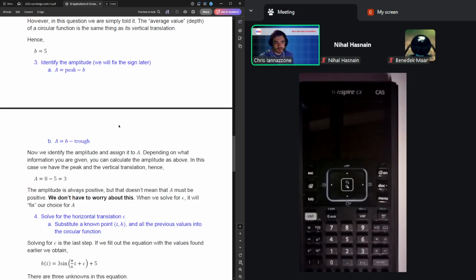Alternatively, if you had the trough and the middle, or the peak and the trough, there's a bunch of different ways you can go about it from there, just using the information that you have to work your way back to the average.